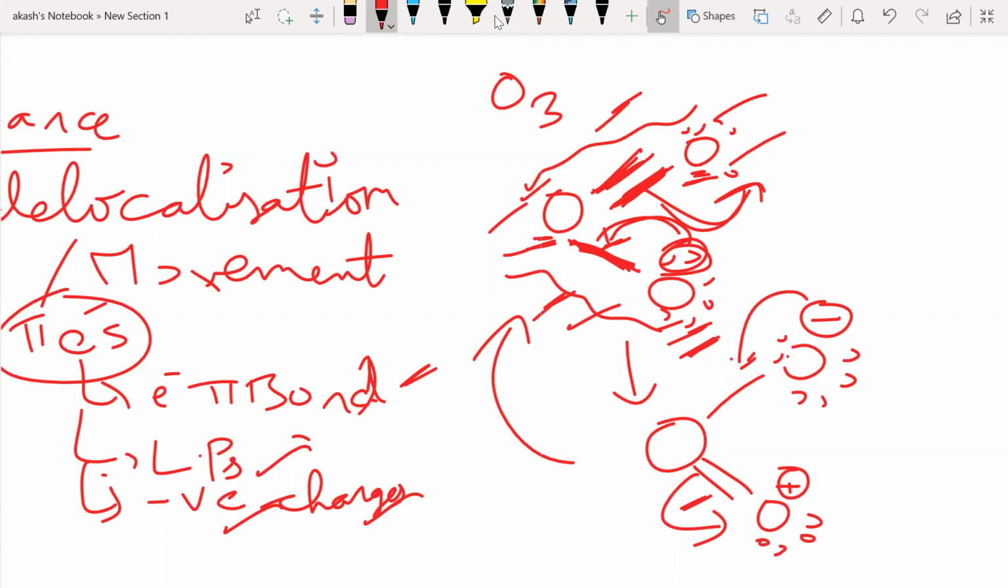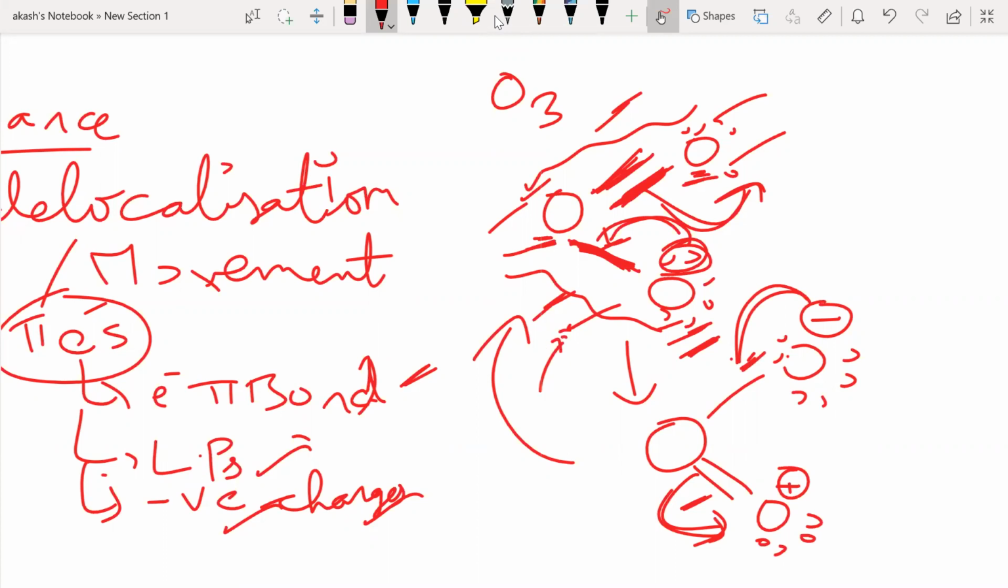Now again, if you want to get back the structure, just do exactly the opposite of what was done in the previous case. Now you have a negative charge, put it here. Now you'll make a double bond. Again, this bond has to break. This will go to oxygen. So you will end up with this structure again.